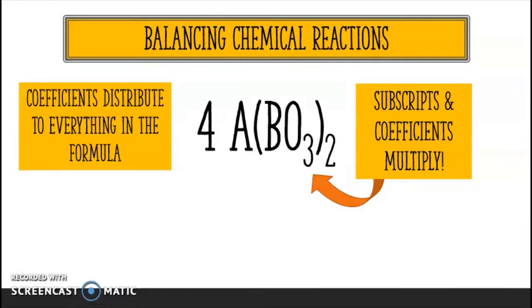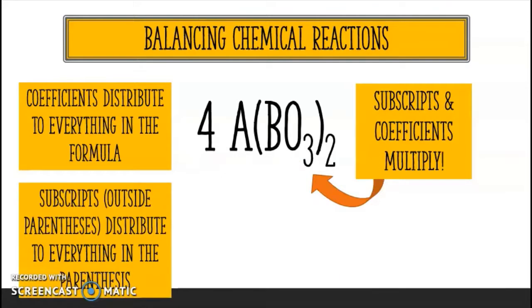Well, the coefficient is going to distribute to absolutely everything in the formula. So the 4 is going to distribute to the A, the B, and the O. Secondly, the subscript, particularly the 2, is only going to distribute to anything inside the parentheses. So the 2 will distribute to both the B and the O, but it will not distribute to the A.